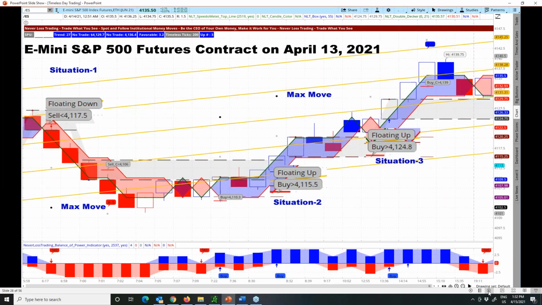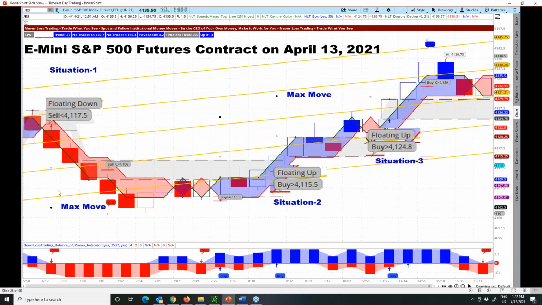Here is the E-mini S&P 500 futures contract on April 13. I wanted to take some snapshots a little further back and from today, so that you have an idea. We are not just having one chart where that happened. It happens repetitively, and that's what you want: the system that repetitively tells you, floating down, sell 4, 11, 17, and 50.